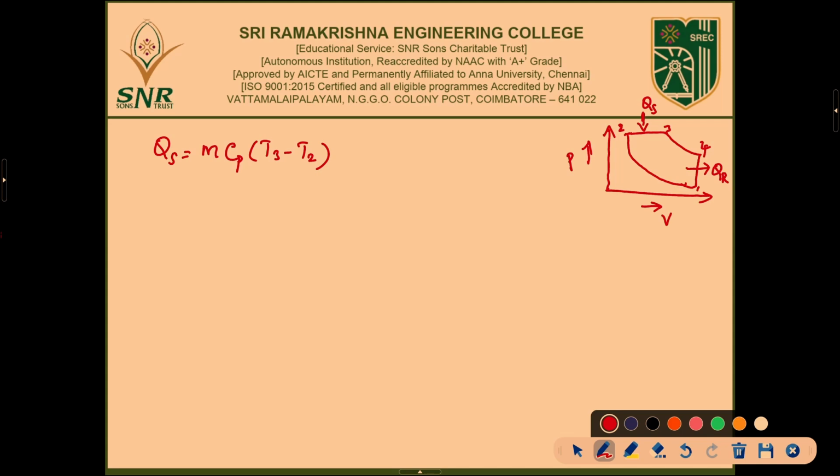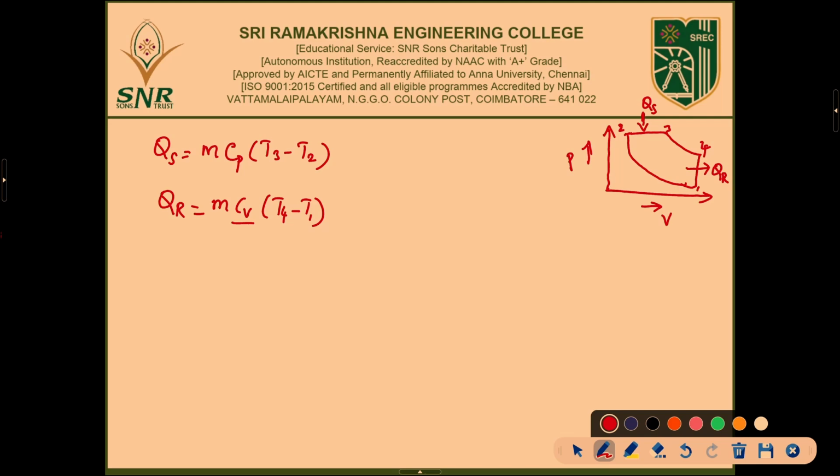Then heat rejection takes place in the constant volume process, that is m Cv (T4 minus T1). This is the heat rejection. Here I just put Cv. The reason is that the heat rejection takes place at constant volume, that is m Cv (T4 minus T1), right?